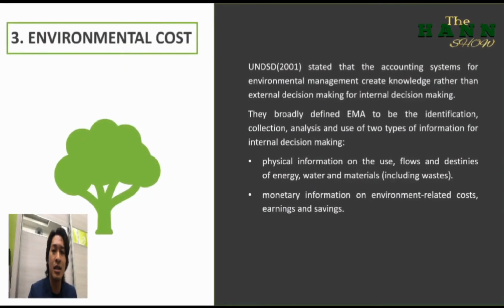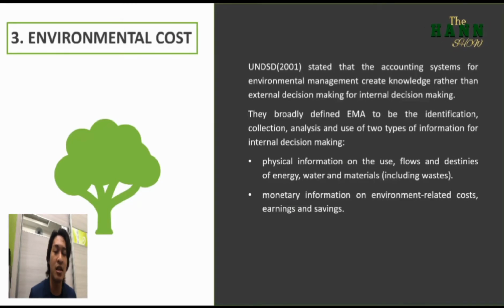Okay, so what is the environmental cost? In 2001, the United Nations Division for Sustainable Development stated that the accounting systems for environmental management create knowledge for internal decision making rather than external decision making.